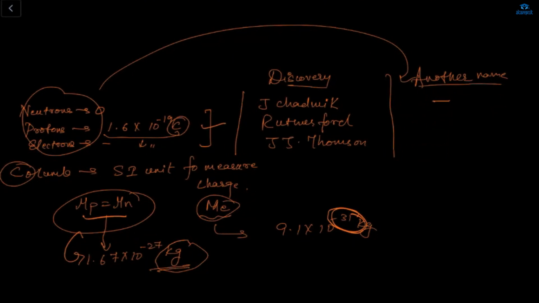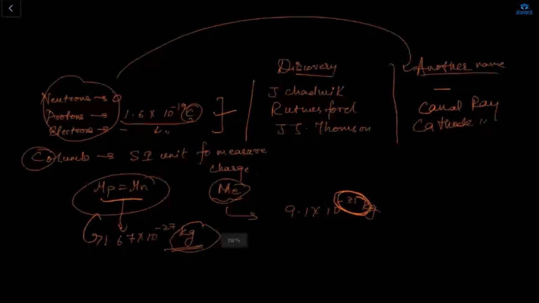Another name for proton is canal ray, and another name for neutron is cathode ray. Okay, so these are the two different names of protons and electrons. Got it? Clear? So these are the charges, the discovery, another name, and the SI units.